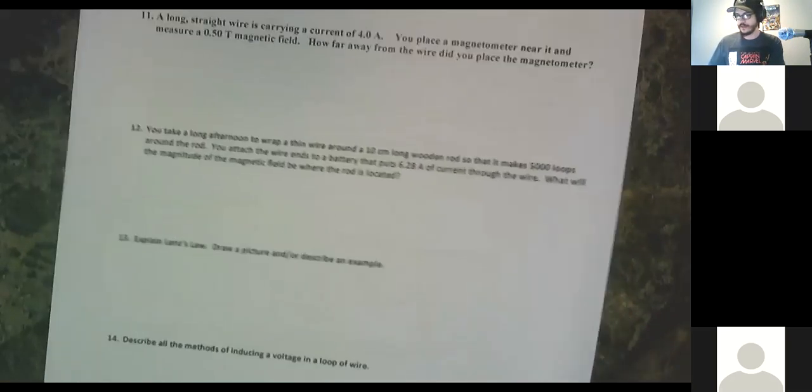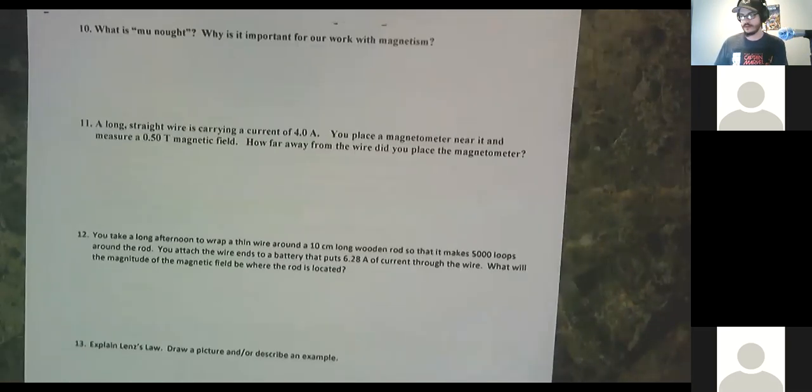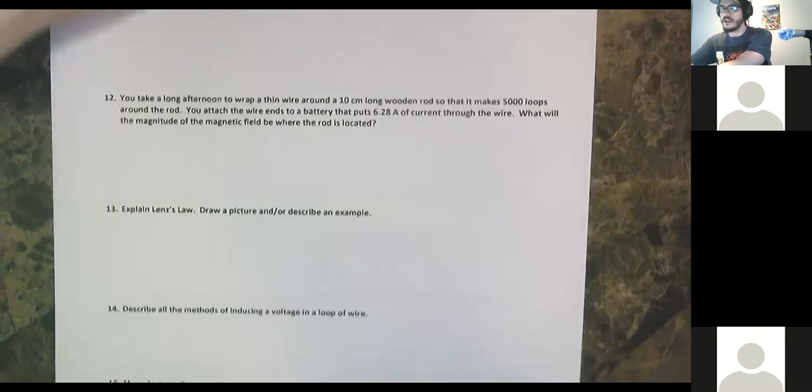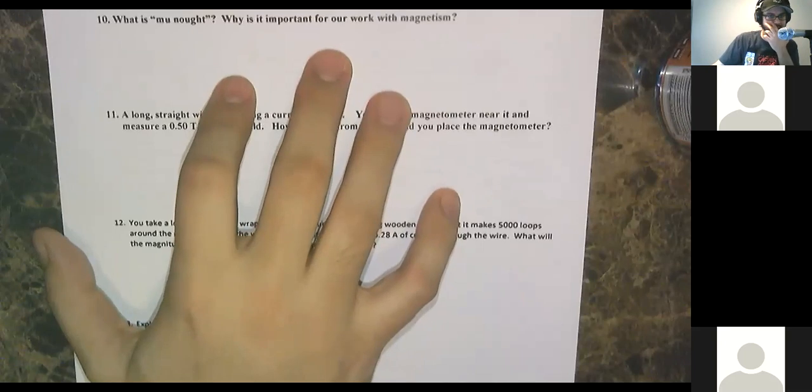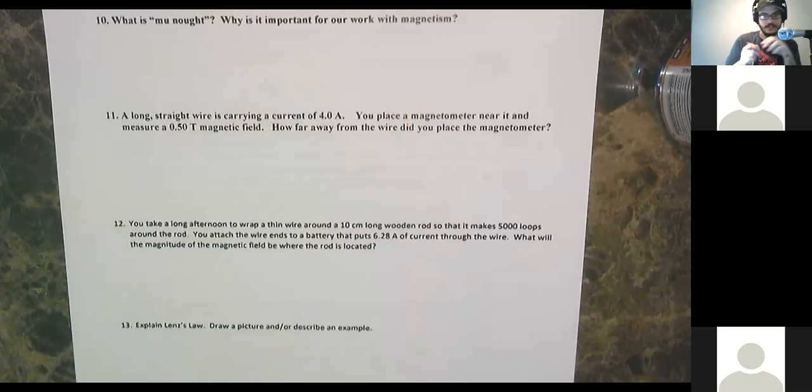We're on the last page. We're almost done. Number 10, boils and ghouls. What is mu naught?